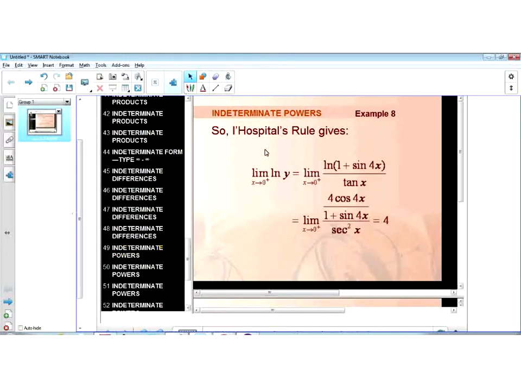Okay, so let me explain to you theoretically what's going on here. We have ultimately this limit that we need to settle: the limit as x approaches 0 from the right of the natural log of y is equal to 4. So how do we figure out what the solution is to the original problem?